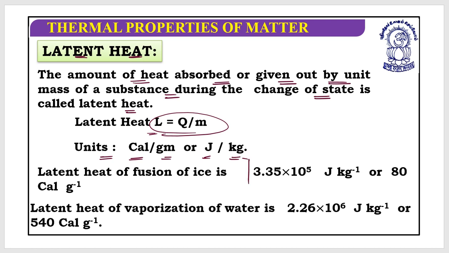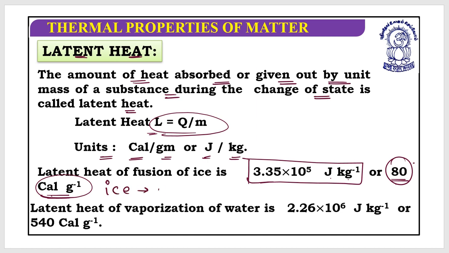Please do remember these values. Latent heat of fusion of ice is 80 calorie per gram, or converted to joule per kg, 3.35 into 10 to the power 5. It means when you need to convert ice to water or water to ice, you need to provide 80 calorie per gram. You can convert 1 gram of ice to 1 gram of water by giving 80 calorie of energy, at the same temperature. I hope this is clear.